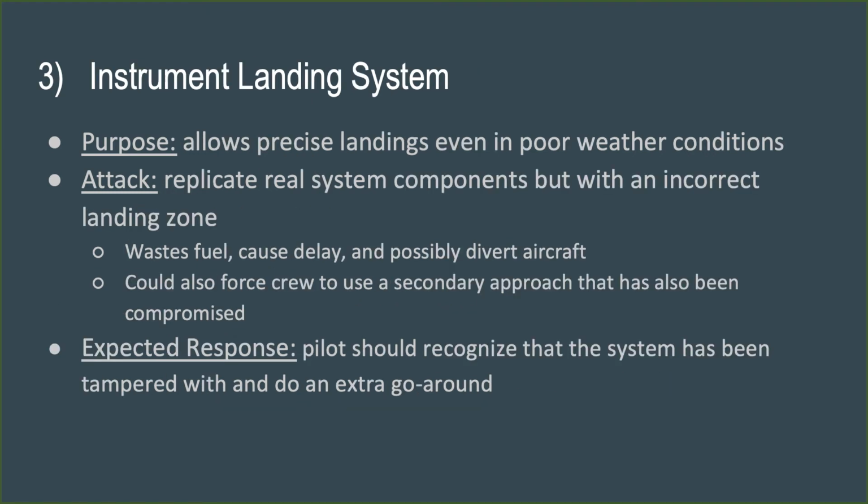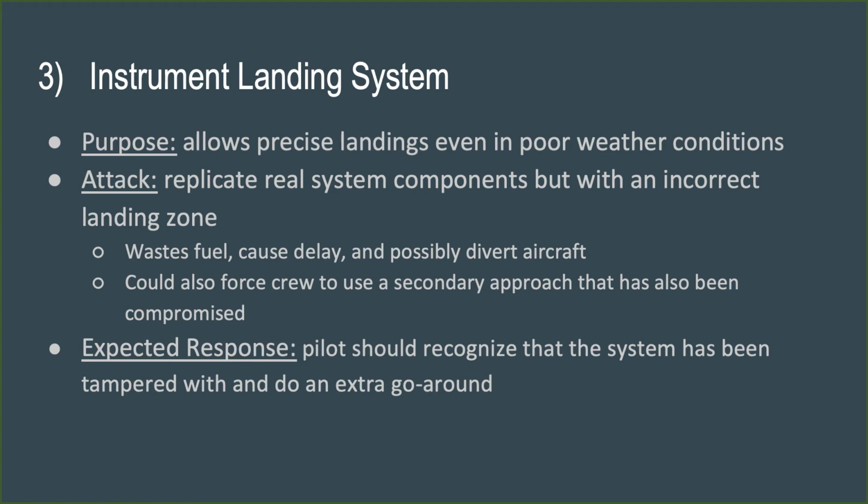Third, we have the instrument landing system. So essentially what this does is it allows precise landing in any type of weather scenario or even in poor conditions. And so a way this can be attacked that the paper looks at is actually replicating the signal, but saying that you're somewhere else and that you need to land in a place that's further away. And so this can cause your plane to land in a different location.